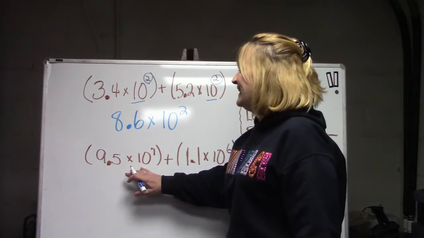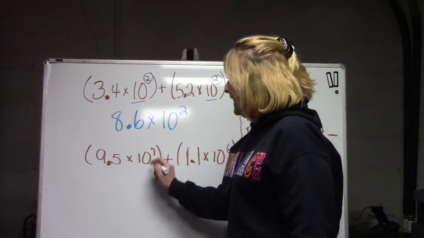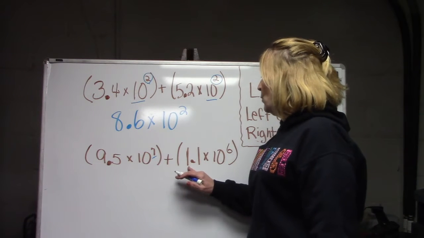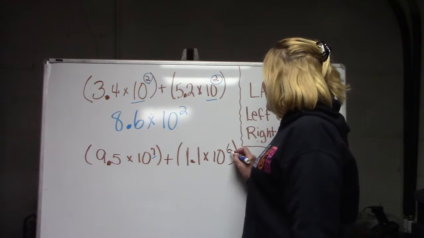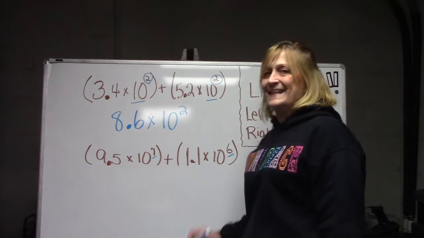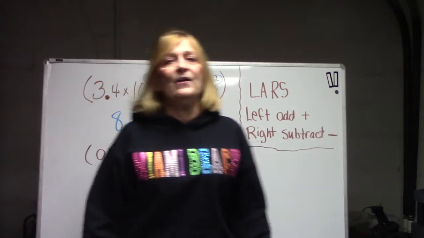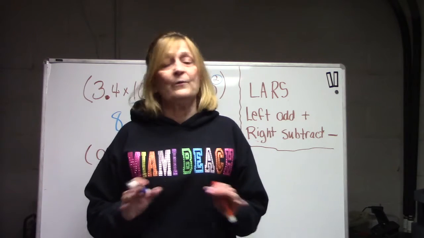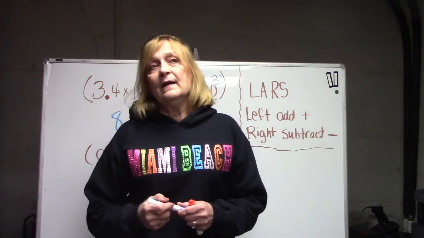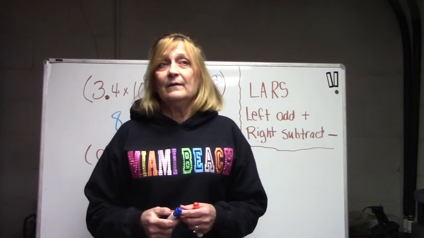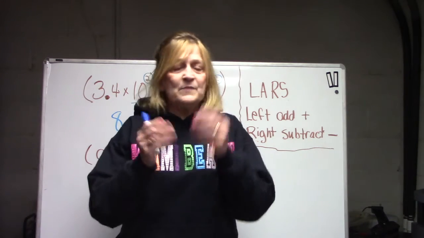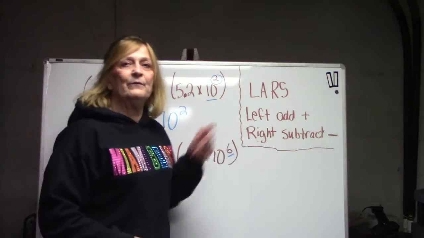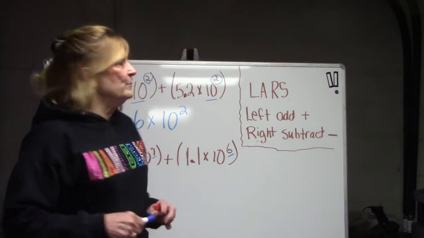9.5 times 10 to the 7th power. So it's a base 10 raised to the 7th power. And this one is 1.1 times 10, but it is raised to the 6th power. You cannot add two different terms that are raised to different powers because if you think about it, their decimal points aren't going to line up properly. So here's the trick to how we remember what it is we're going to do to move these around.